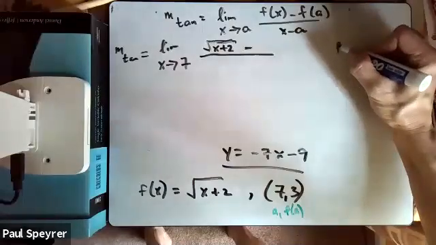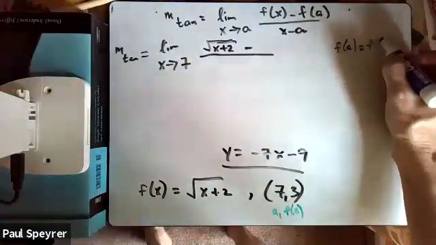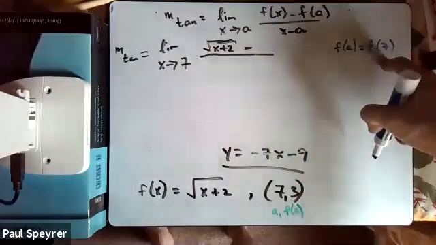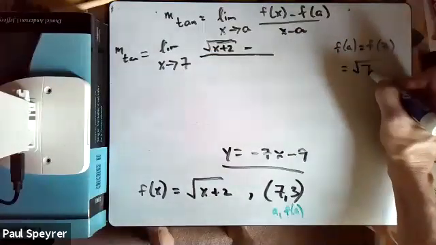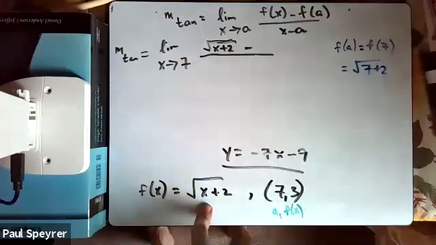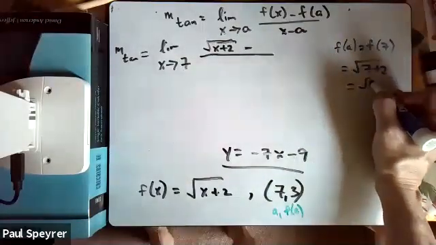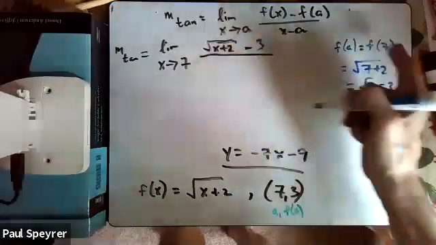F of a is equal to f of 7, right? Because again, a was 7. What is f of 7? Well, that is equal to the square root of 7 plus 2, right? Where am I getting this from? Because f of x was square root of x plus 2, so I plug 7 in here for x. This is square root of 9, which is 3. So now we have that. F of 7 is 3.